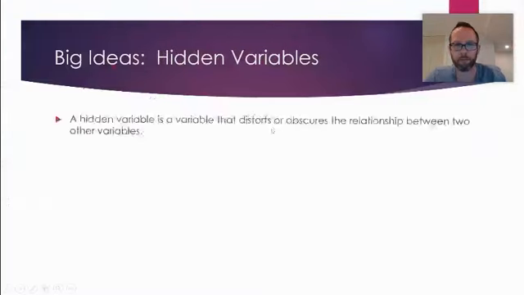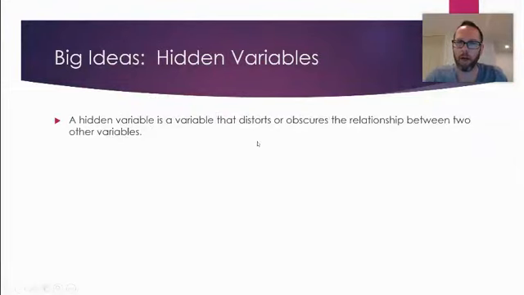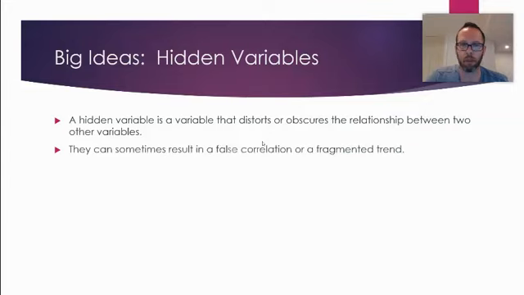So the maternity leave being recorded until 1996 is what we call a hidden variable. It's a variable that distorts or obscures the relationship between two other variables. And in this case, it distorted the absentee rate for females. It showed the overall trend is decreasing when actually it was increasing. They can sometimes result in a false correlation or a fragmented trend.